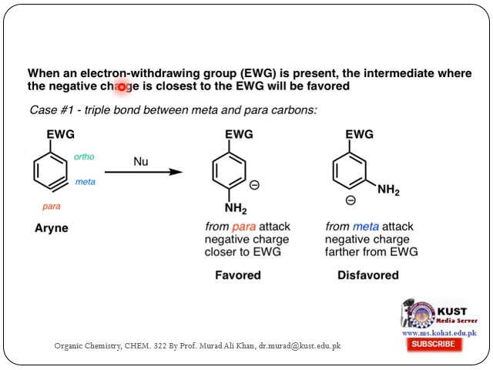Look at here. When an electron withdrawing group is present, the intermediates where the negative charge is closest to them will be favored. This is an aryne. Here is the electron withdrawing group. When we have an attack on the para position, the negative charge is closer to the electron withdrawing group, and that is favored. But from meta attack, the negative charge is further from the electron withdrawing group, and this is disfavored.